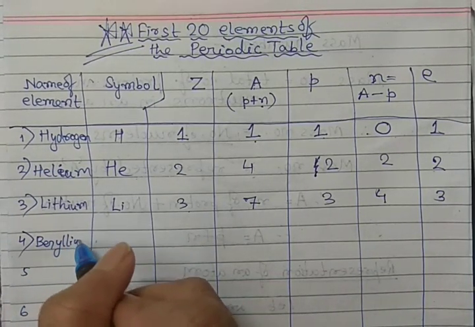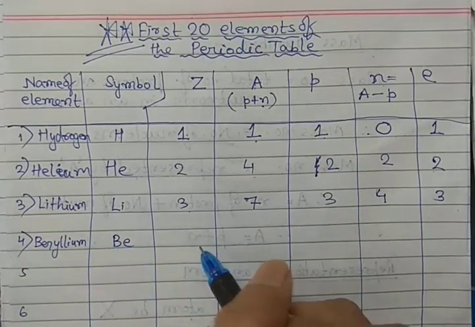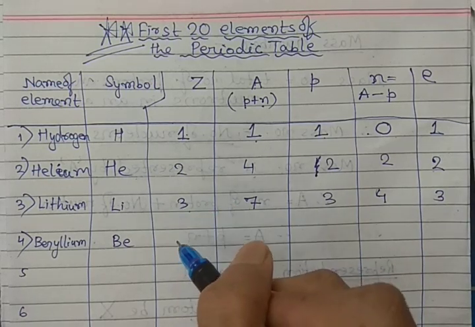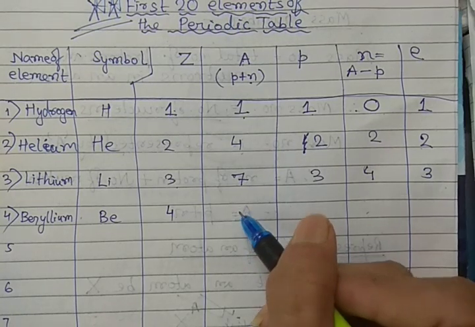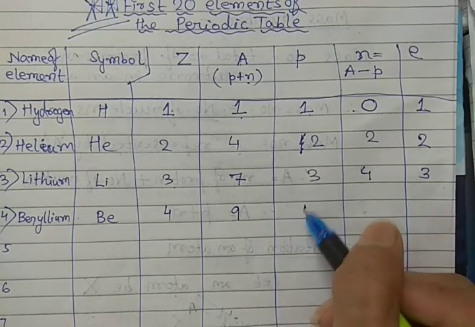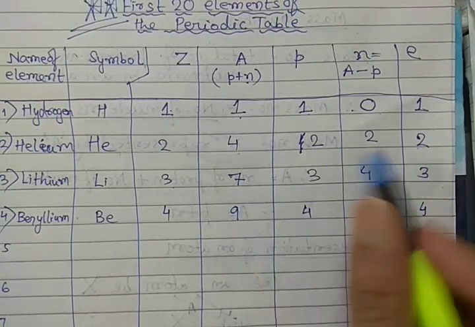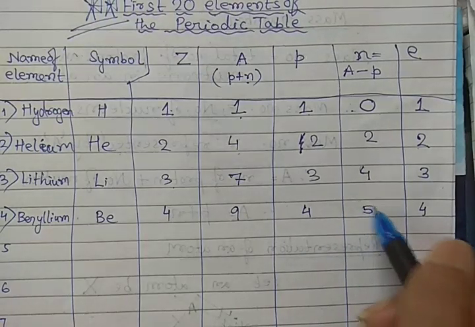Beryllium is represented by Be. Okay, its atomic number is 3 এর পরে কি আসবে? 4. Okay, what is its mass number? Its mass number is 9. So number of protons is 4, number of electrons is 4, and what is the mass number? 9. Therefore number of neutrons is 9 minus 4. It has 5 neutrons. Clear?